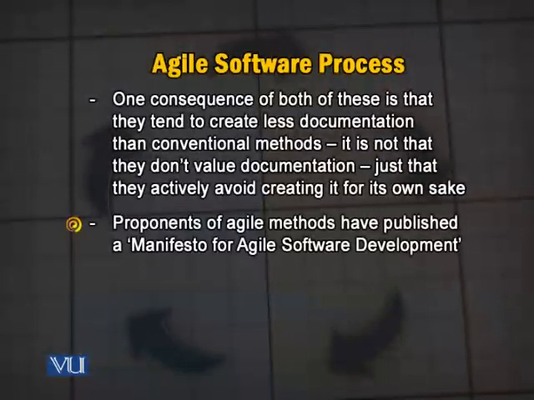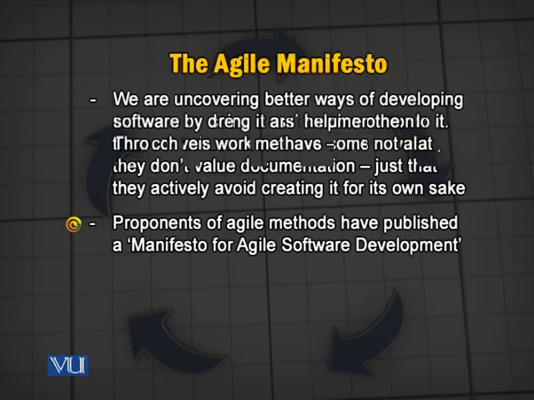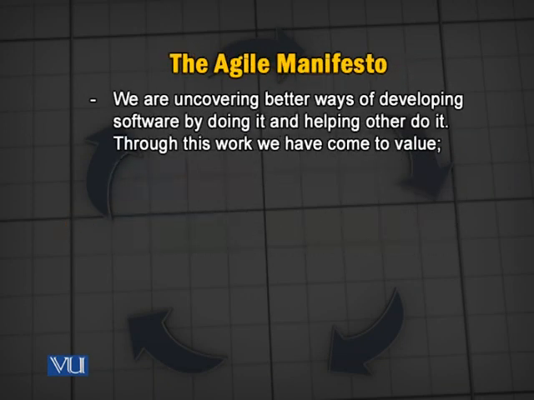The proponents of the Agile software methodologies have published what is called an Agile Manifesto for software development, and we'll talk about that now. Now you can see the Agile Manifesto on your screen. A claim has been made in it from the leaders of the Agile software development community, and let me read it out. It says that we are uncovering better ways of developing software by doing it and helping others do it.